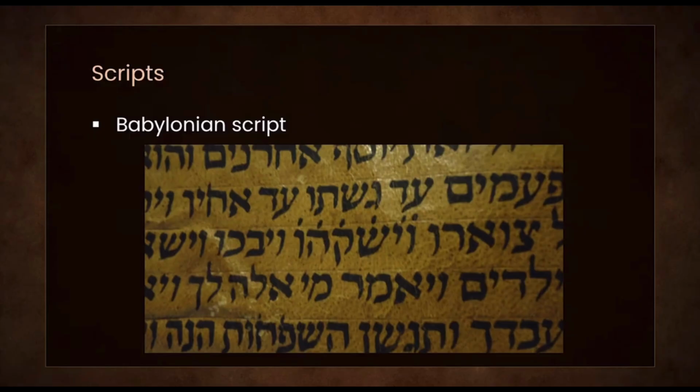Here you can see what that script looks like. This script was developed by Hebrew scribes after the Babylonian captivity, which started around 600 BC. The reason that we're going to be learning this particular script is that most copies of the Tanakh that are available today are written in this script. So if you want to be able to read a Hebrew Bible, this is the most useful script to know.